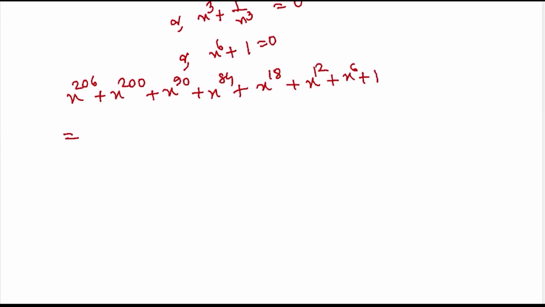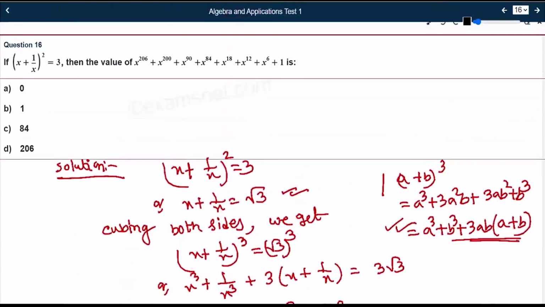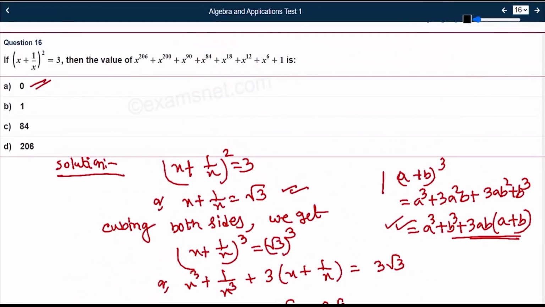Now we can take common x to the power 200 from the first and the second term. It would make x to the power 6 plus 1. This way we would take x to the power 84 and x to the power 12 and 1 respectively, right? And all the x to the power 6 plus 1 expressions would give us value 0. That means it would make the whole expression 0. So here our answer is 0, and that matches with option A, right?